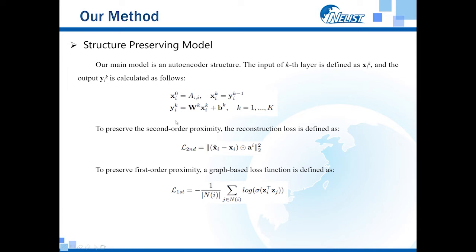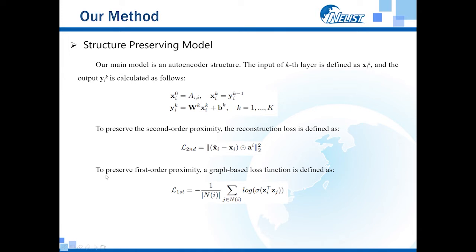We take the output of the encoder as the representation of the node i, and then restore it to the input of the encoder through the decoder. The calculation process of the decoder is symmetric to the encoder. To preserve the second order proximity, the reconstruction loss is defined as follows.